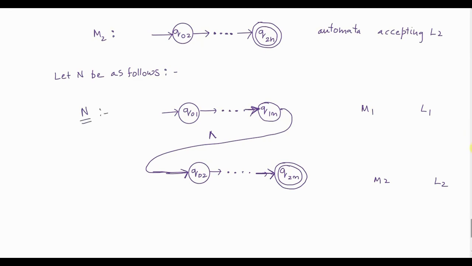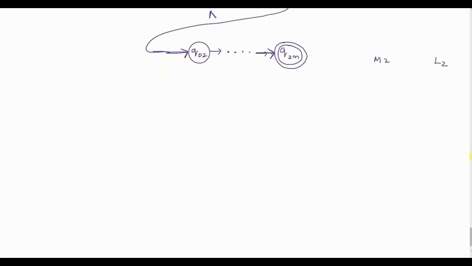And then finally we can say, since a finite automata for accepting language L1 dot L2 is possible, we can say therefore L1 dot L2 is a regular language.